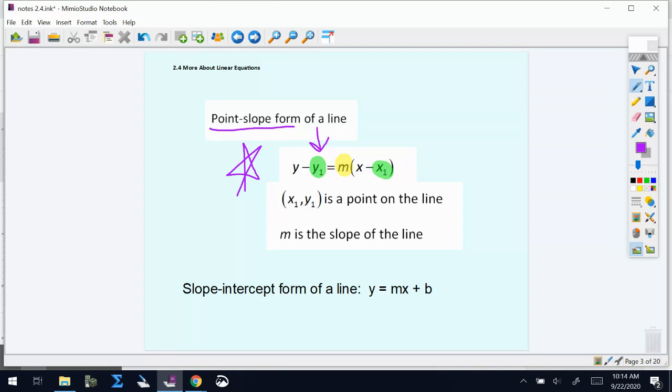The other form that we've already dealt with a ton, the one that you're probably the most comfortable with, is called slope-intercept form. You should be very comfortable with that form as well. So that when you're taking a test or you're doing something on Delta Math and it says put your answer in a particular form, you know which form they're referring to.